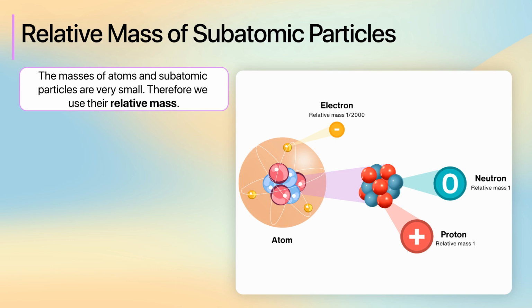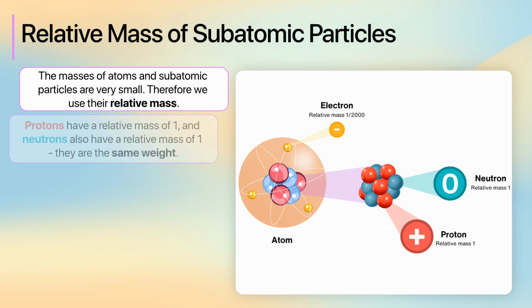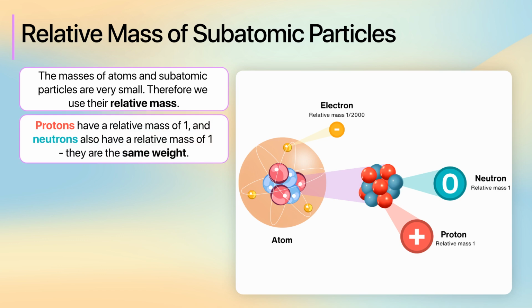The masses of atoms and subatomic particles are very small. Therefore, we do not write their mass in kilograms, but instead use their relative mass, which allows us to compare the subatomic particles to each other. Protons have a relative mass of 1, and neutrons also have a relative mass of 1. This tells us that they are the same weight.